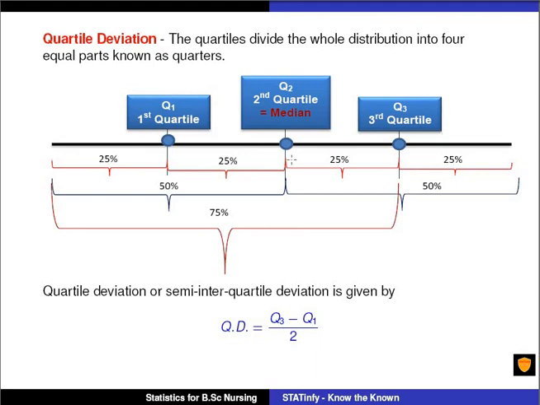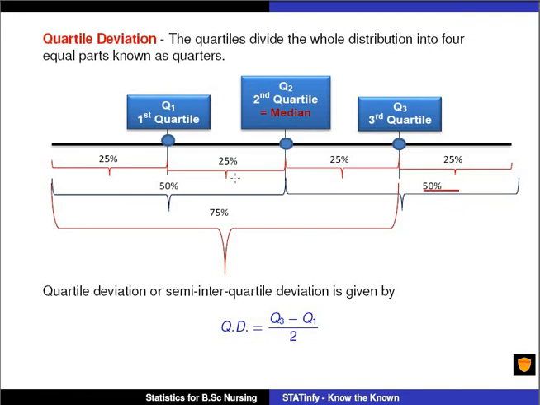If we have the data set, first we have to arrange the data either in ascending or descending order of magnitude, just like we do in the case of median. And for median, what do you do? Median is the middlemost value of the distribution after arranging it in descending or ascending order of magnitude. It means that before the median, 50% of observations are there, and after the median, 50% of observations are there.